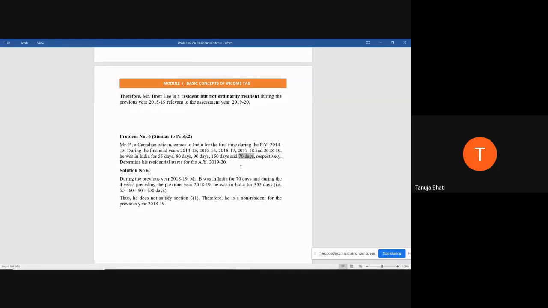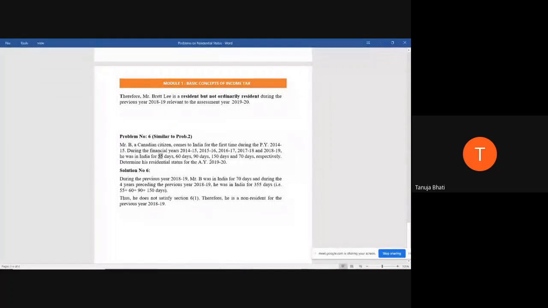What is the second basic condition? The second basic condition is his stay in India during the 4 years immediately preceding the relevant previous year. The relevant previous year is 18-19. Before that, 4 years: 1, 2, 3, 4. His stay should be 365 days or more. So count it: 55 plus 60 plus 90 plus 150. So it is only 355 days. So he's not fulfilling the second basic condition also.